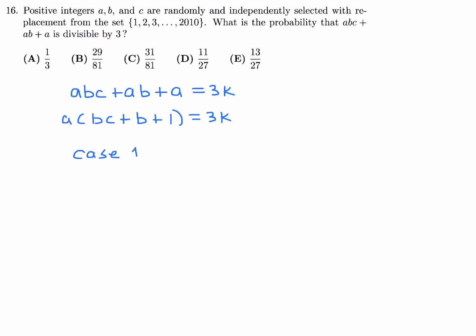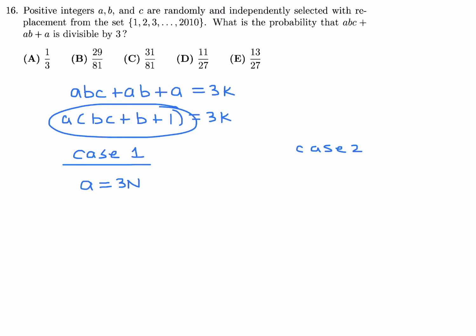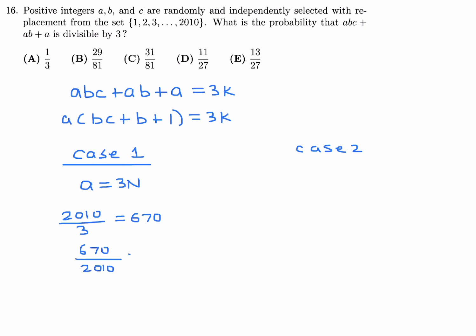So there's a couple of cases, case 1 and case 2. The first case is when a itself is divisible by 3. If it is, then this whole expression will be divisible by 3 regardless of what this is. So a has to be a multiple of 3, and therefore out of those 2010 numbers, we have to figure out how many multiples of 3 there are. Well, we can easily do that by taking 2010 and dividing by 3, and that is 670. So 670 of these numbers are multiples of 3: 3, 6, 9, 12, and so on. So 670 out of the 2010 numbers are multiples of 3, and that is 1/3. So that takes care of case 1.